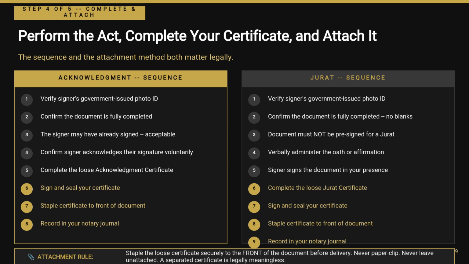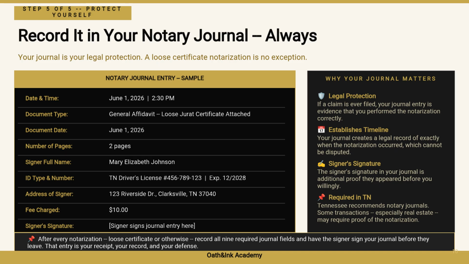A loose certificate that becomes physically separated from its document loses its legal connection to that document. Staple it every time. Step 5. And the one step that protects you long after the signer has left your presence.